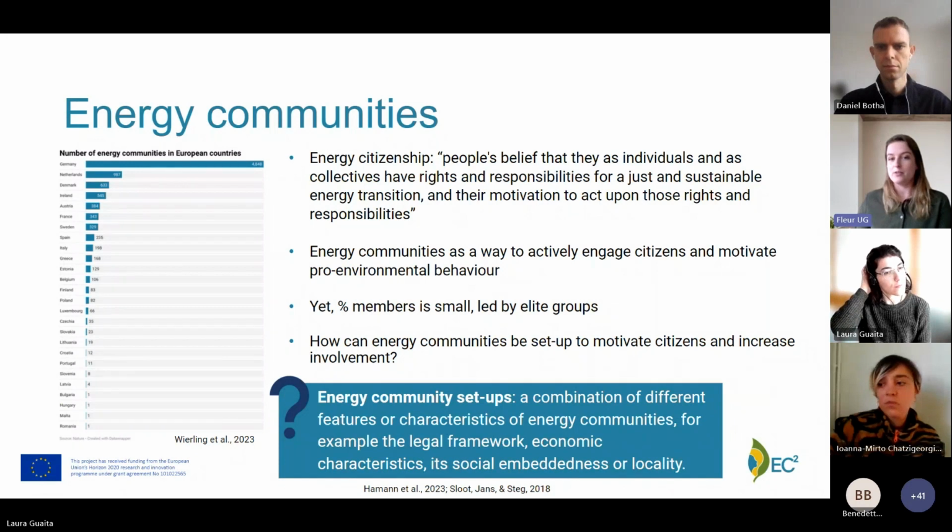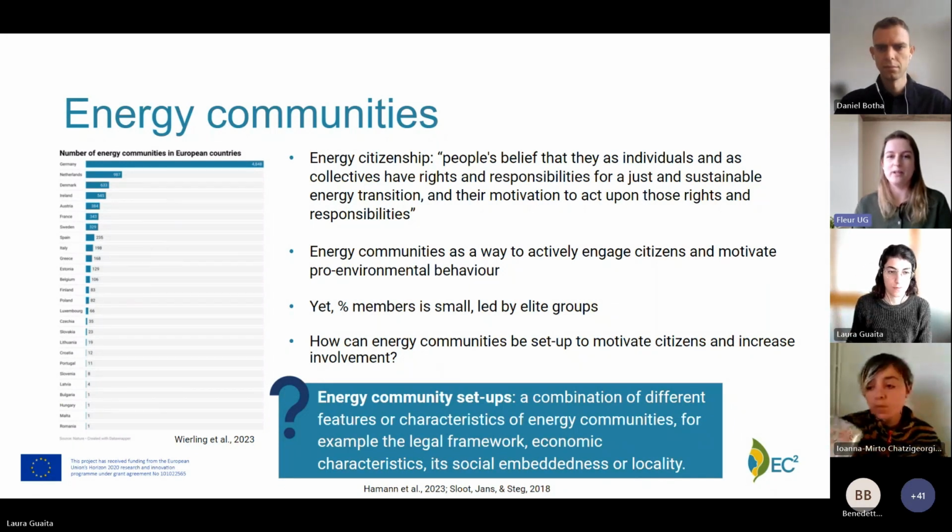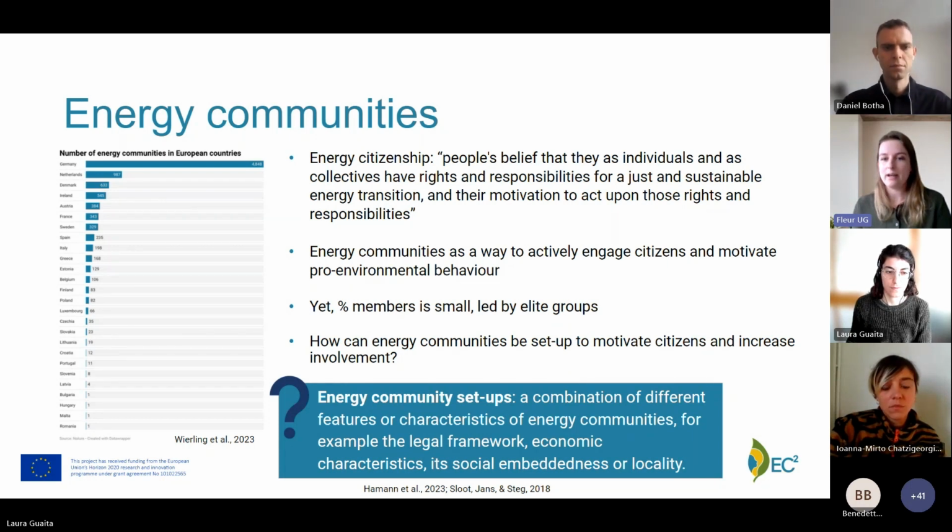Energy citizenship, just to recall, had the definition: people's beliefs that they as individuals and as collectives have rights and responsibilities for a just and sustainable energy transition. And importantly, from a psychological perspective, also their motivation to act upon these rights and responsibilities. Energy communities can potentially be a way to actively engage citizens to become energy citizens, and to motivate pro-environmental behavior more generally.